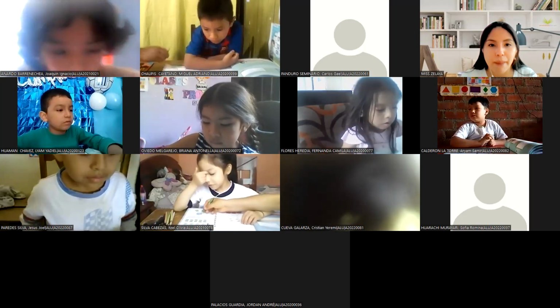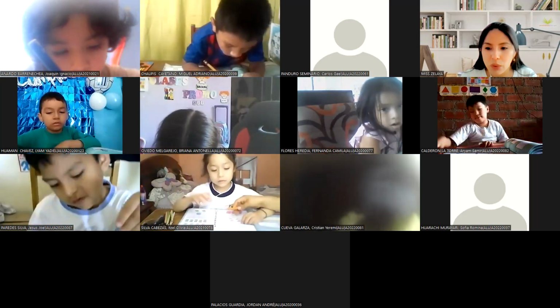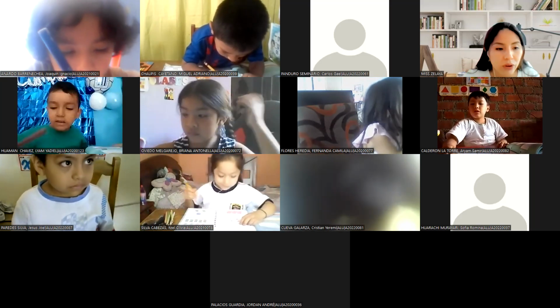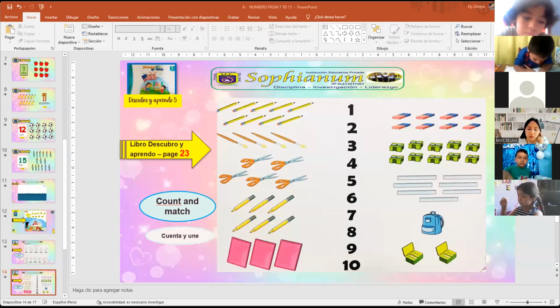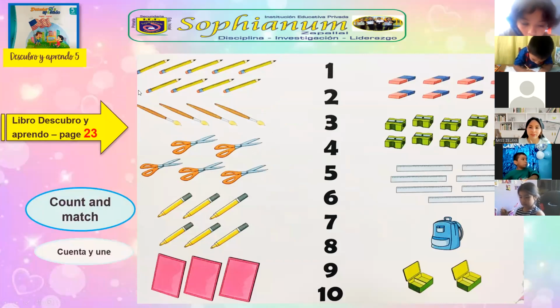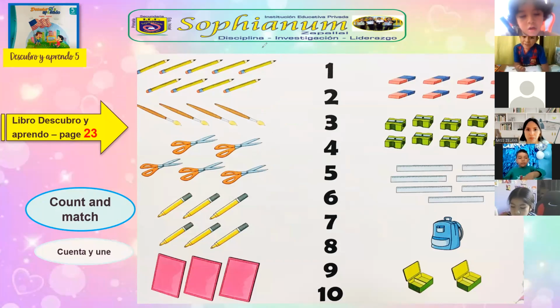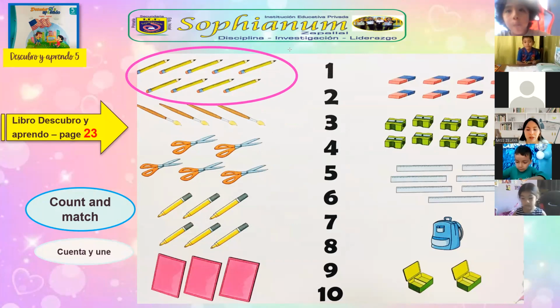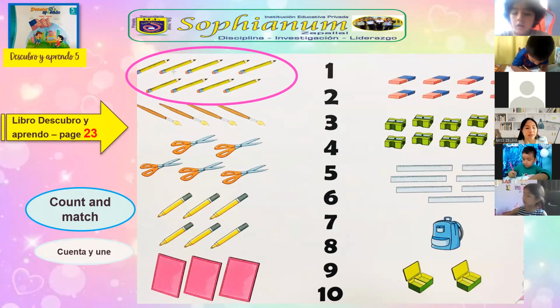We have to count and match. Contamos y vamos a unir. Repito. Contamos y unimos, ok, con el número que corresponde. Count and match. Sí, no se ve la pantalla. Ya, ahorita lo acabo de mostrar, corazón, porque tenía que corregir un detallito. Count and match. A ver, Miss, vamos a hacerlo juntos la primera parte. Perfecto. Let's count the pencils. Vamos a contar los lápices todos. Es la página 23 del libro Descubro y Aprendo.